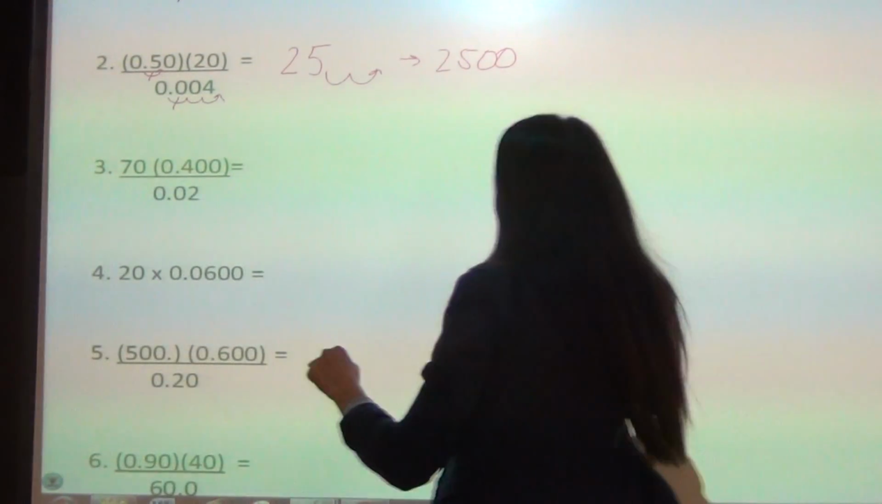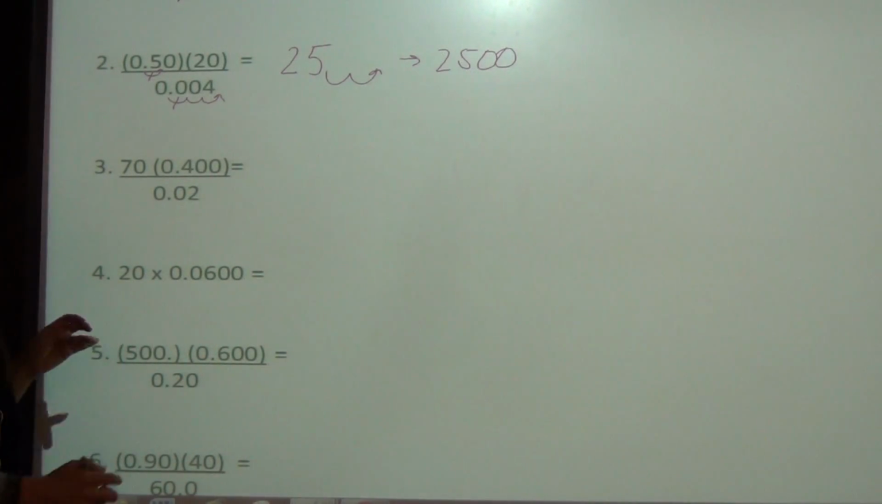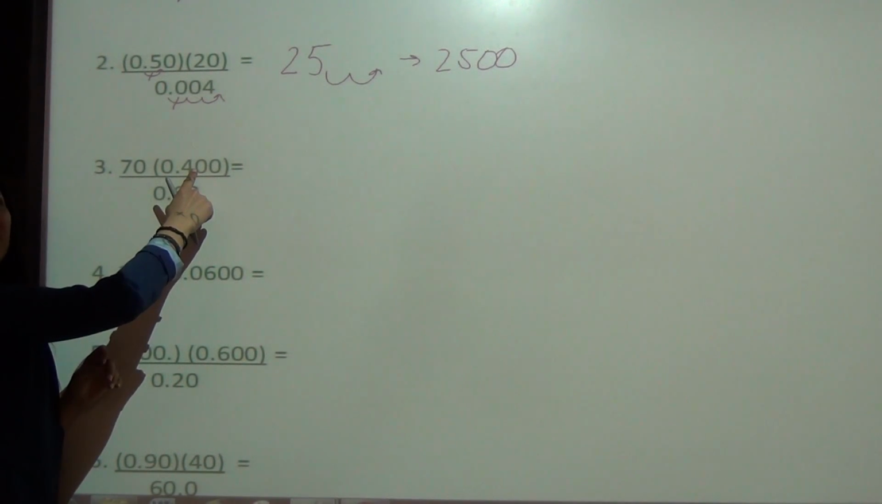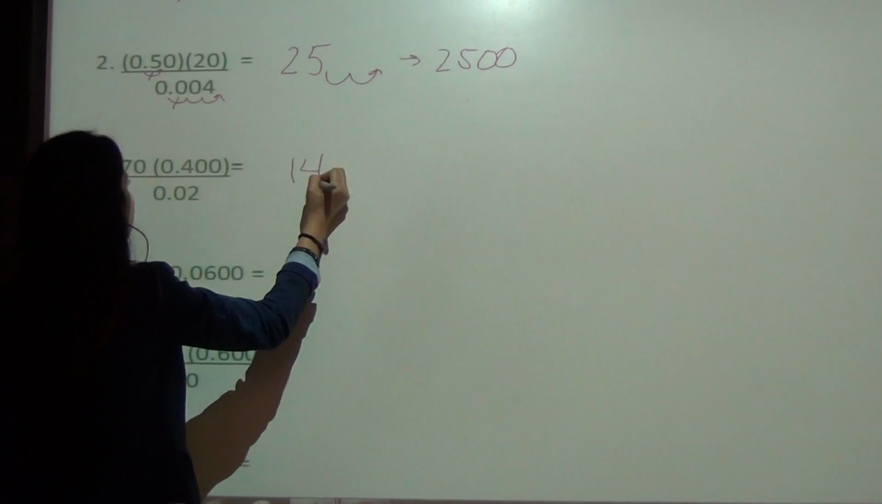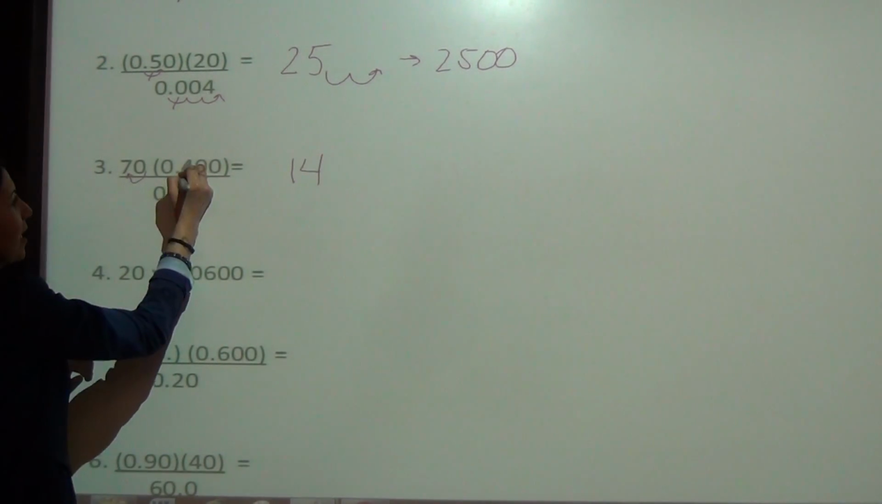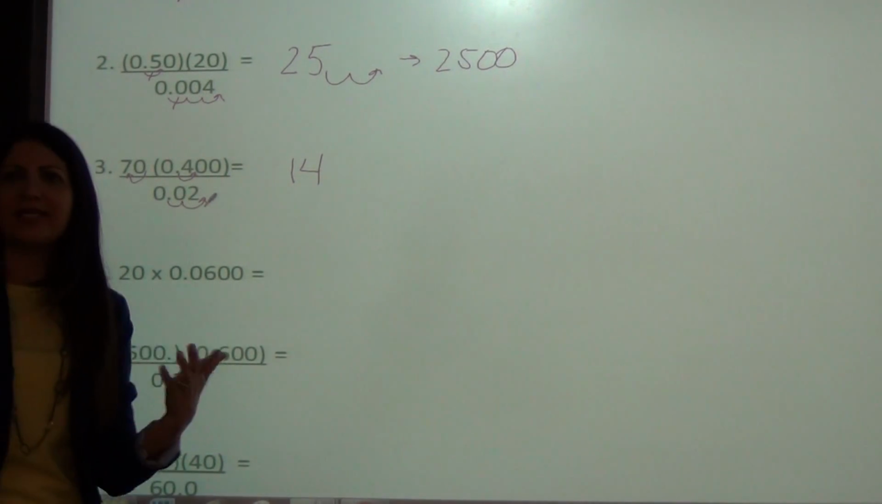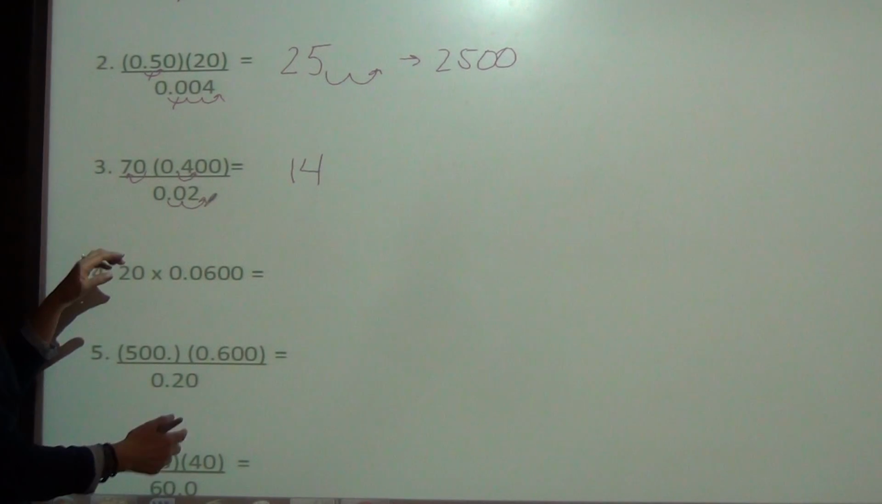So this next one says 70 times 0.4 over 0.02. What's easy? What do you think? Maybe 7 times 4 is what? 28 divided by 2 is 14. That's easy. Okay, so let's make it 7 times 4 divided by 2. So you can see I just shift my decimal over just so that it turns it into those numbers that I want, that make it easy for me to calculate.